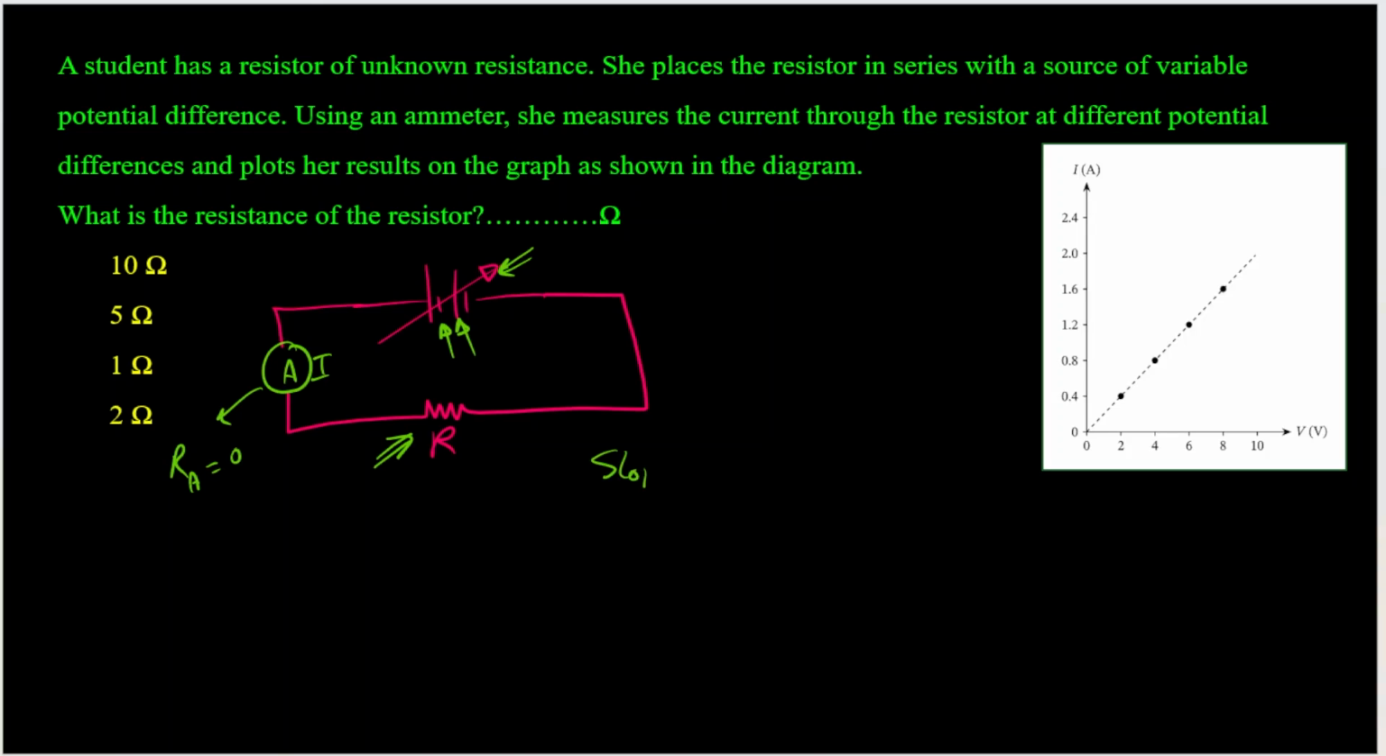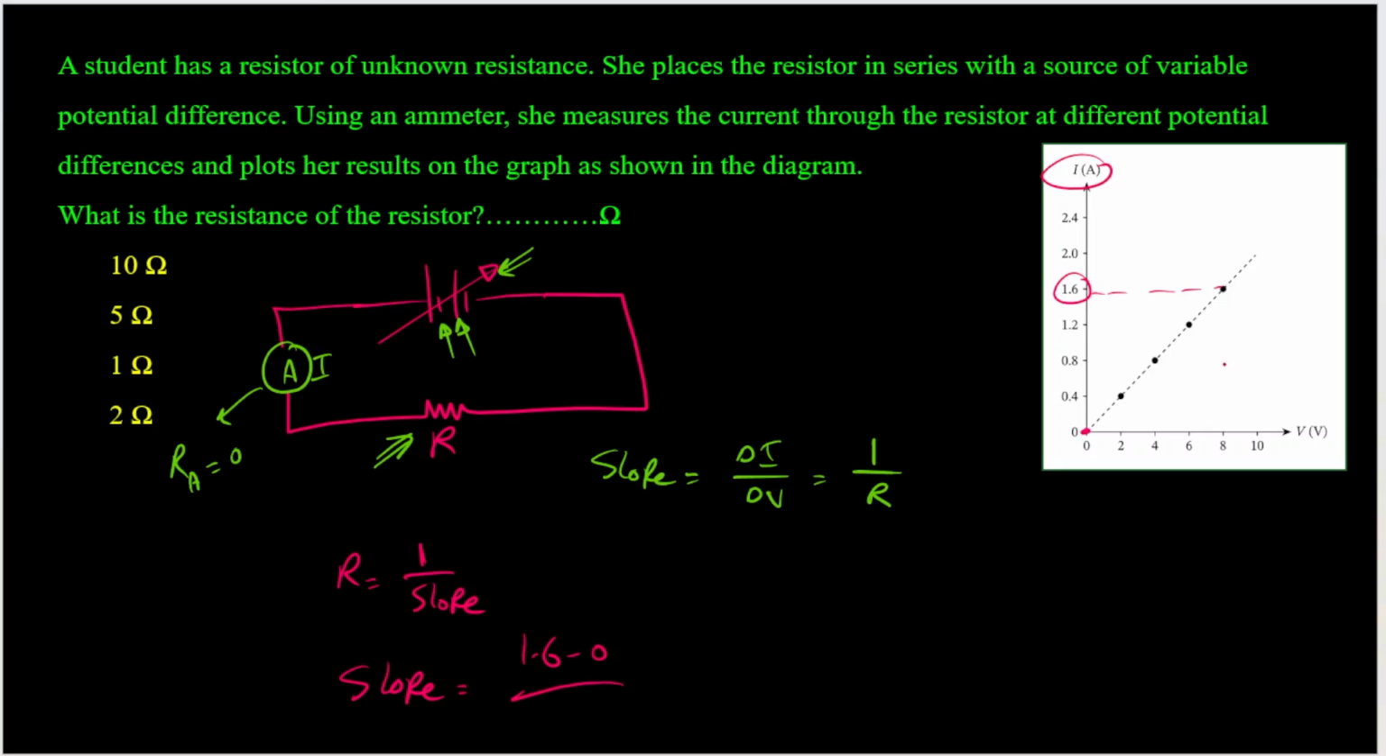So the slope of this graph is equal to delta I over delta V, which is equal to the reciprocal of the resistance. So we need to calculate the resistance. So the resistance is equal to 1 over the slope. So we need to calculate the slope first, then we will reverse it. This is 1.6 minus 0 over, make sure that it's in ampere, 8 minus 0. Make sure that it is in volt.